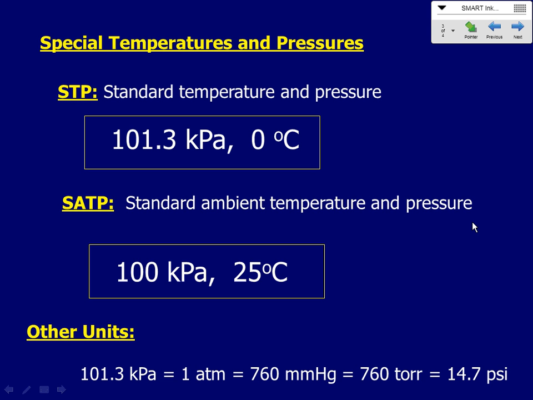Other units. Taking standard pressure and converting it into other pressure units, because we will be using other pressure units in this unit. Here we've got atmospheres. Atmospheres is a unit that astrochemists would use. An astrochemist would be someone who studies the chemistry of materials on other planets, and it essentially is the way we compare our atmospheric pressure to other planetary atmospheric pressure.